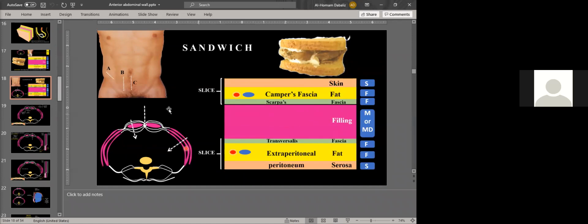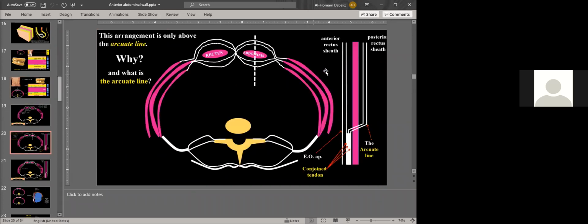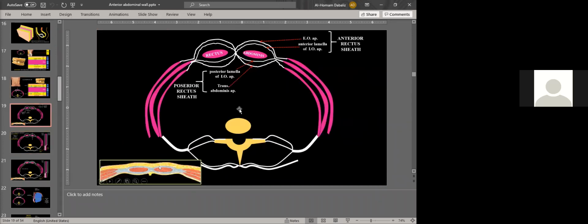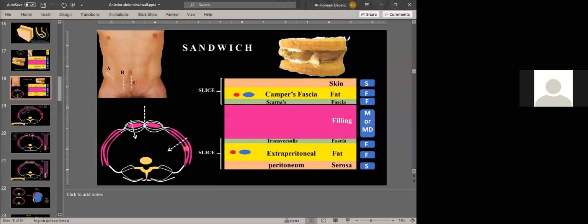The aponeuroses are parts of the filling. The filling right here is everything we talked about before we started talking about the fascia. So the muscles, the aponeuroses, all of these are the filling. All right. What two slices? The slice here and the slice here. One of them has the peritoneum, the other one has your skin. That's one way of looking at it. One is deep, one is superficial. That's it. And you need to know what are the parts of each one. No problem about that, inshallah.